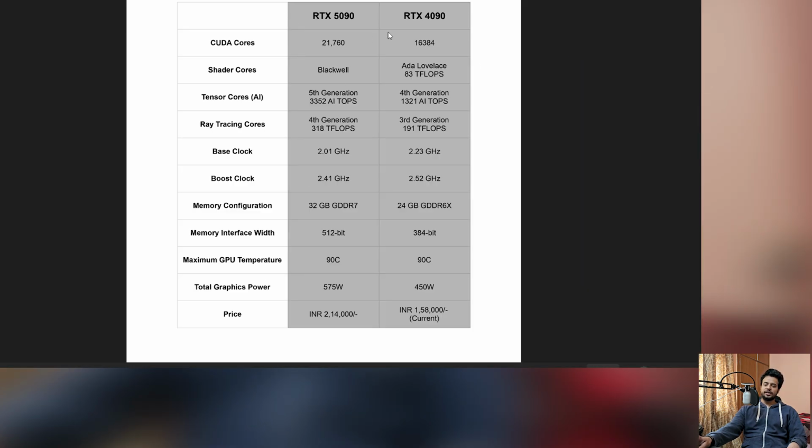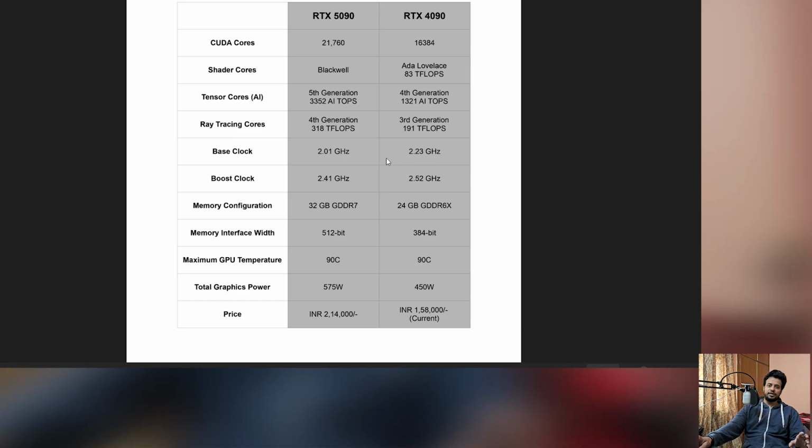As you can see, we have the specifications on the screen. RTX 4090 has 16,384 CUDA cores and the RTX 5090 has 21,760. For the shader cores, I do not have the specs. For tensor cores, we go from 1321 AI TOPS to 3352. For ray tracing, we go from 191 to 318 teraflops. Now, these specs are not linearly comparable because the architecture and generation are different, but this should give us an idea about the improvement over the previous gen, at least in terms of raw specs.